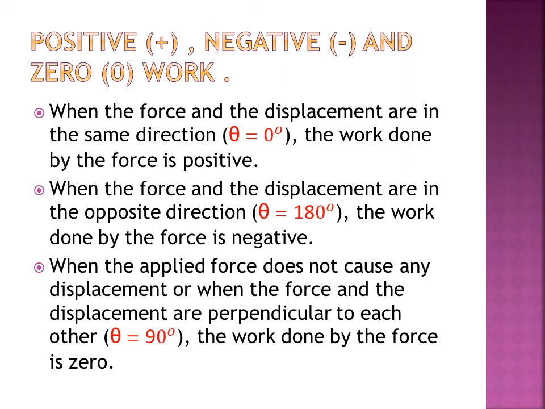And when the applied force does not cause any displacement, and when the force and displacement are perpendicular to each other, that is theta equal to 90 degree, the work done by the force is called zero work done. Now you will see in the chart how this work done is said to be positive, negative, and zero. In the chart given here, we will see why they are called positive, negative, and zero work done.